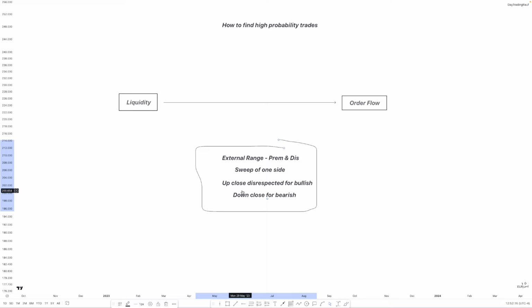So this step is important because we will be looking at the old accumulation that took place and we will be using it as new distribution. And the new distribution that takes place, that will be the silver bullet, and that's where your high probability entry will be, and this is where your high probability trades will be.